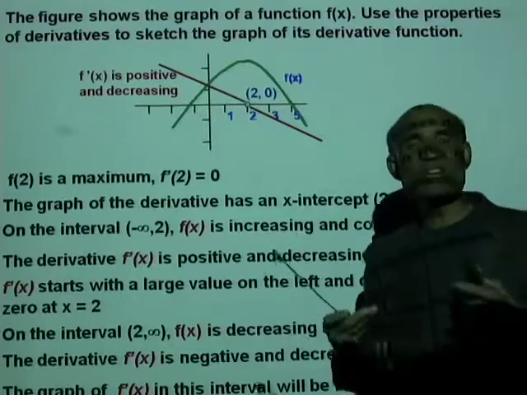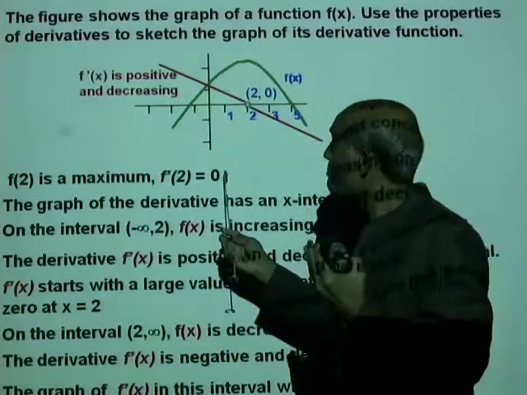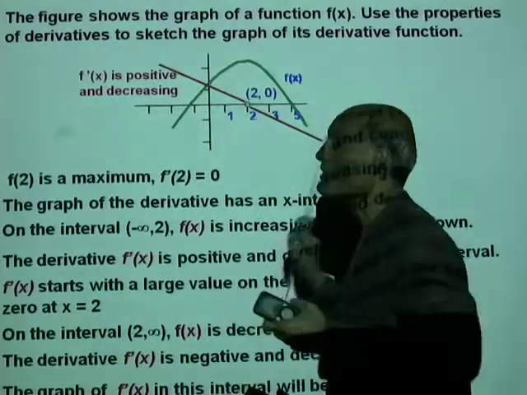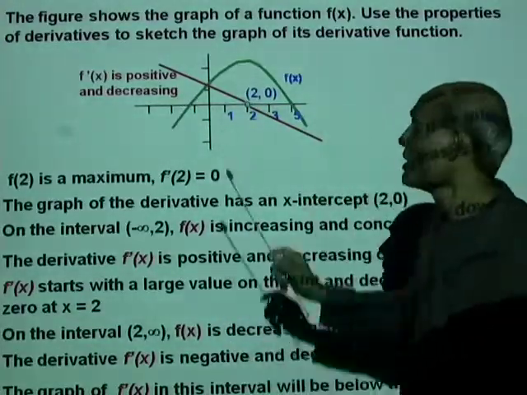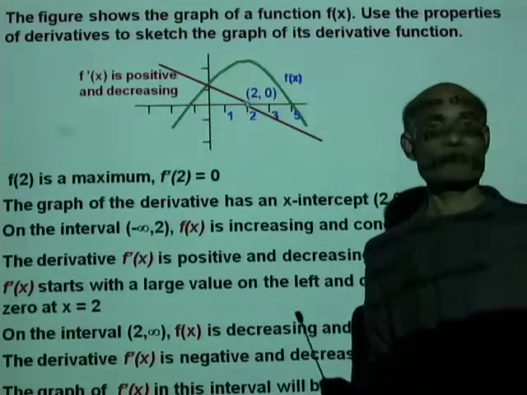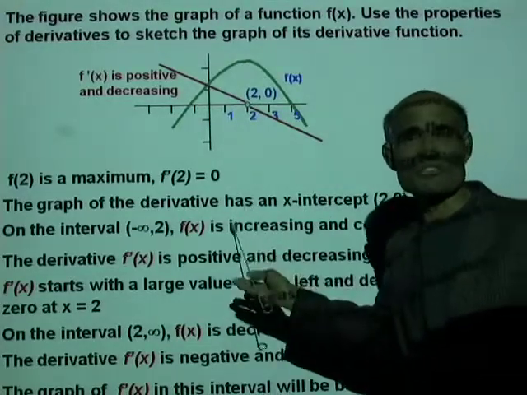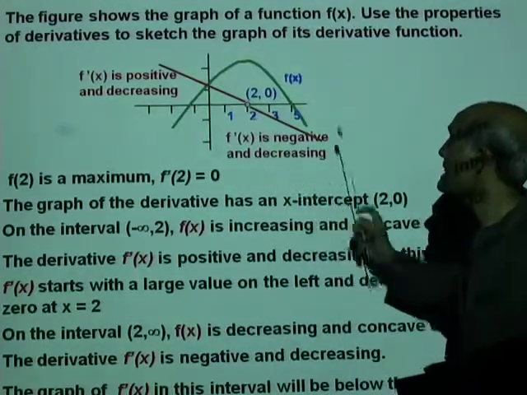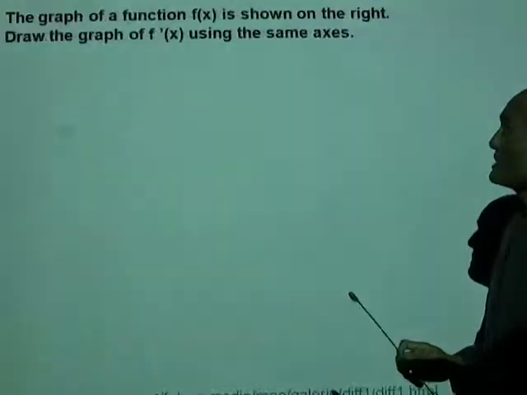Now look at the way the information of the properties of derivatives helped us to draw the graph of the derivative when the graph of the function is given to us. Alright, I want you to practice this. It's a very important skill. So here the derivative is negative and decreasing.